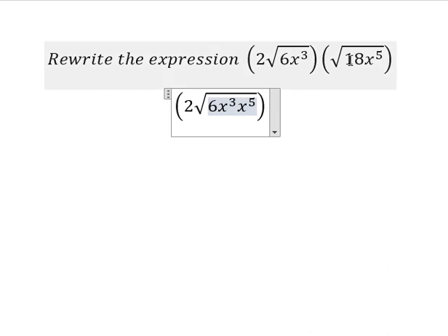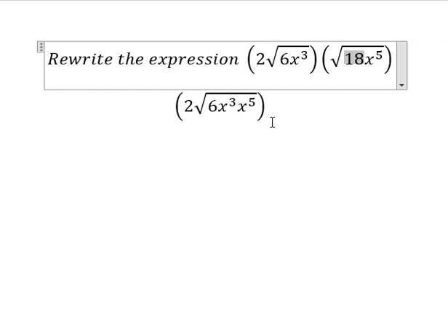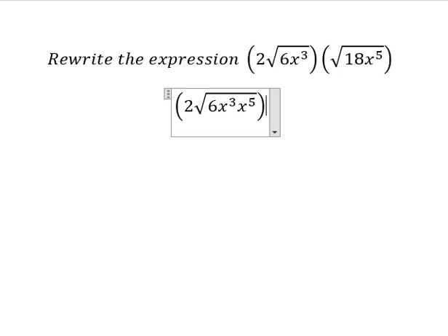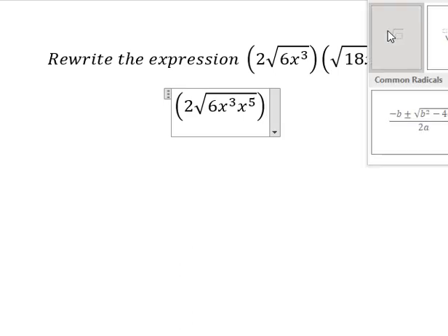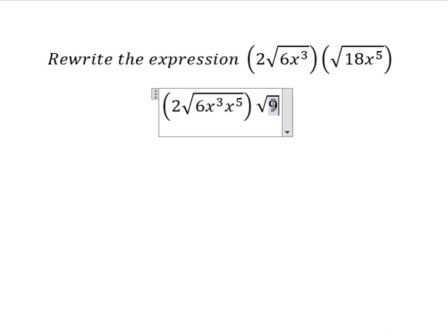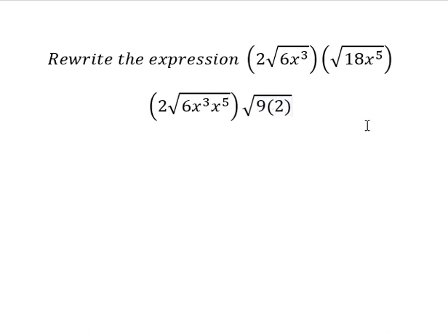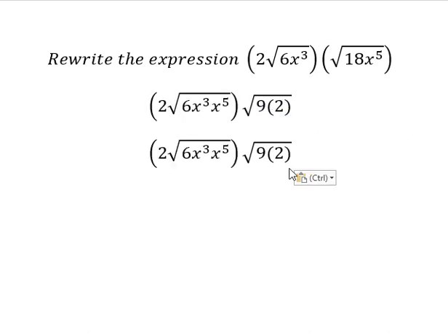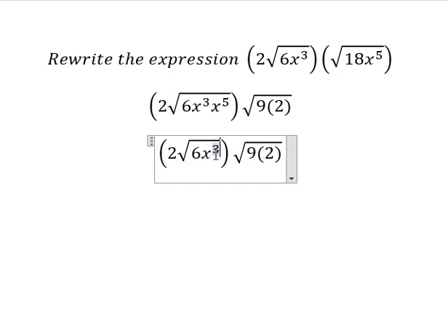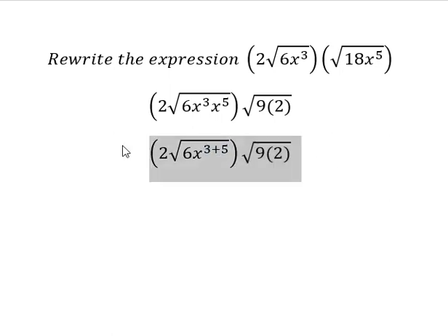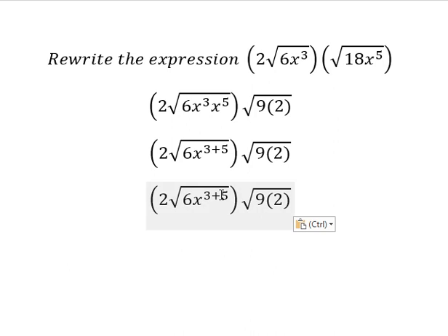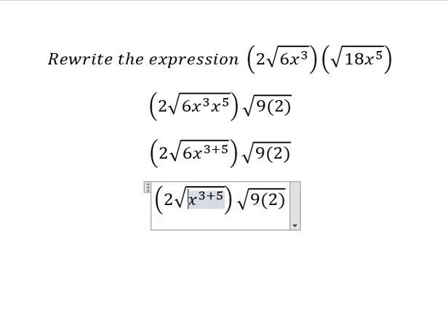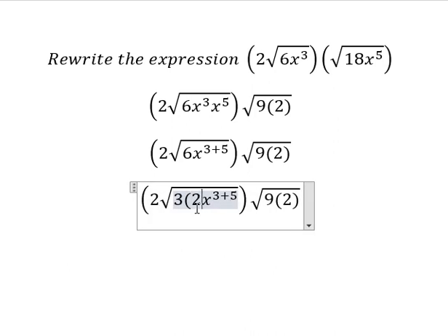And the next one, the square root of number 18, we can put the square root of number 9 multiplied by number 2. So number 3 and number 5 we can put like this. So number 6, that is about number 3 multiplied by number 2.